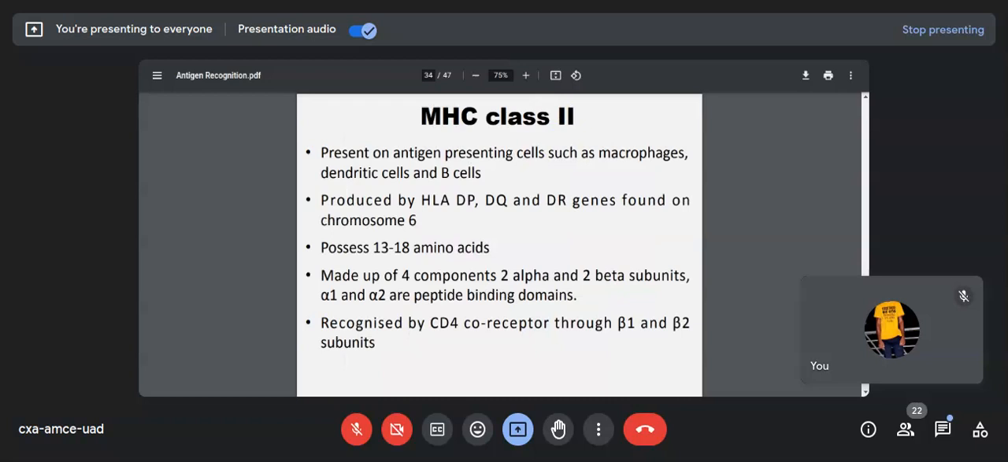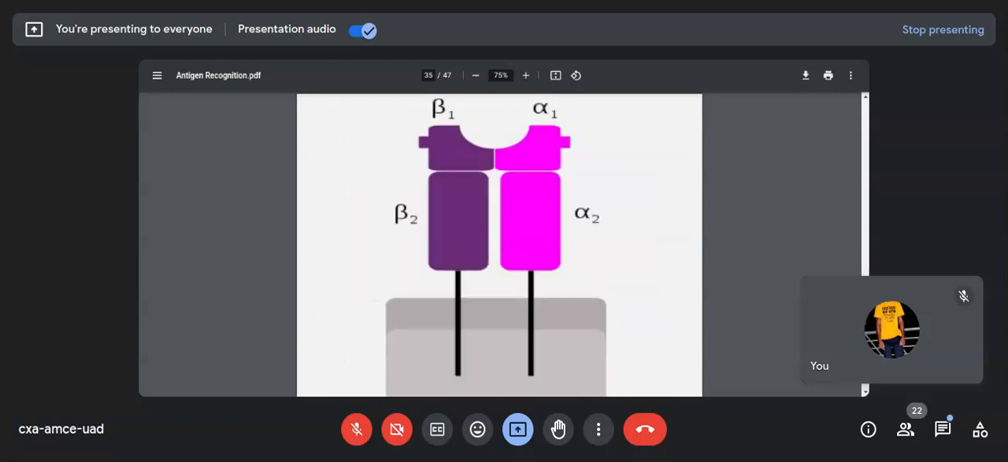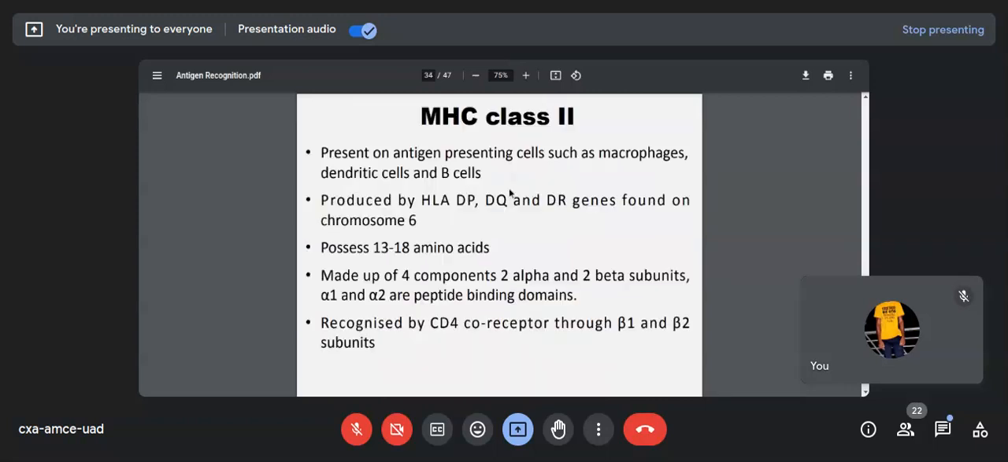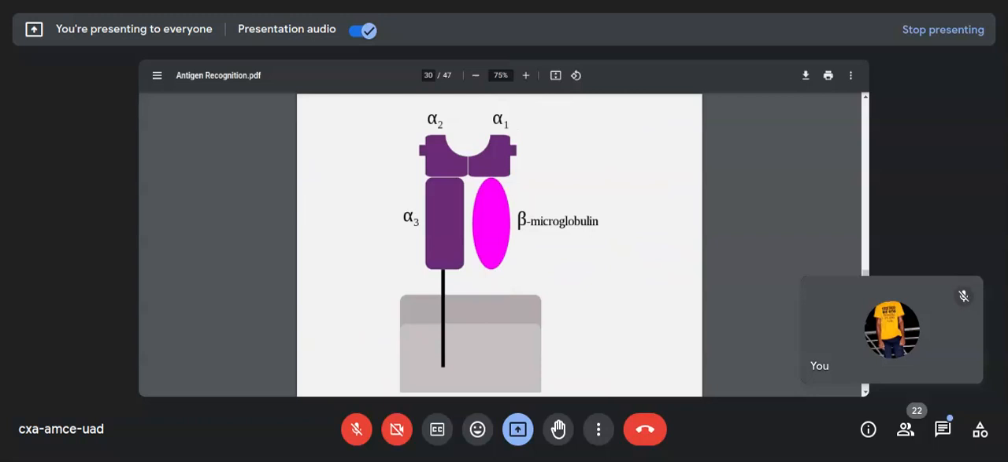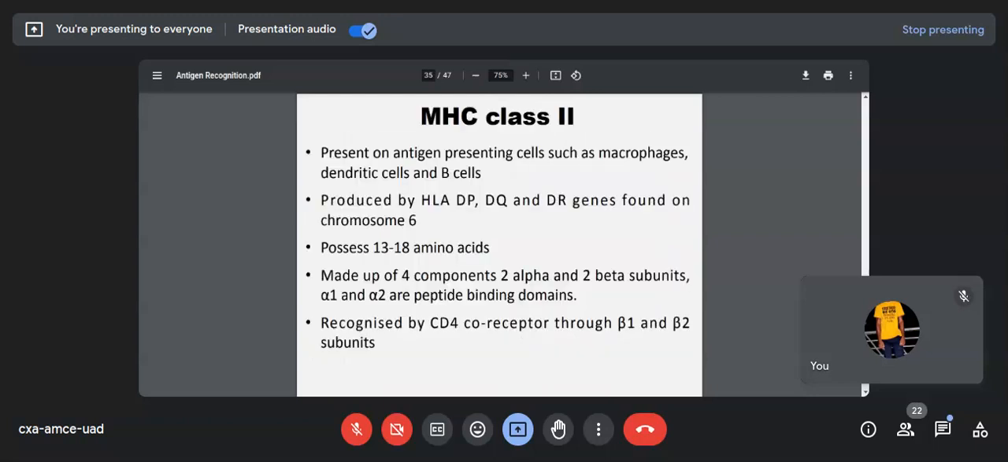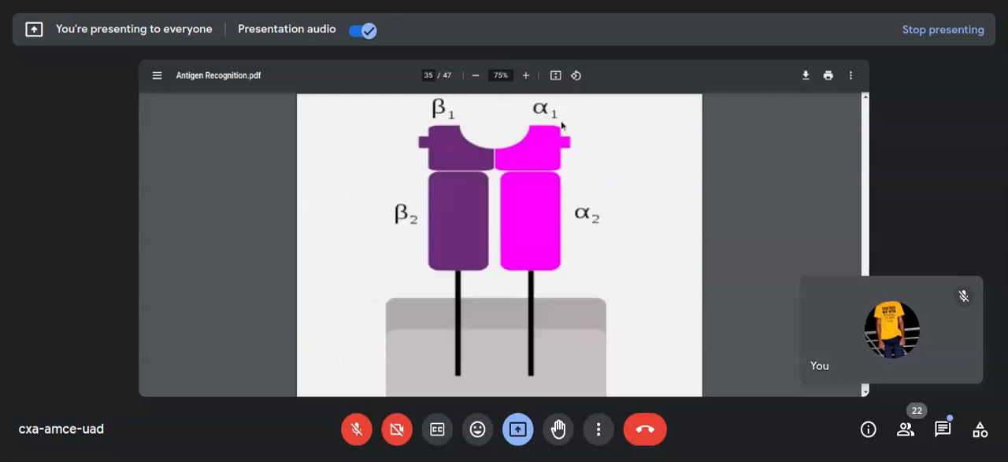So to summarize and finish up everything, I'll go to MHC class 2 and explain it the way I talked about this other one. I hope you are able to see the difference in structure. I'll bring this diagram. This is class 1. It has alpha 1, alpha 2, alpha 3, and beta 2 microglobulin. But when you go to MHC class 2, it has alpha 1, beta 1, alpha 2, and beta 2. I hope you're able to see.